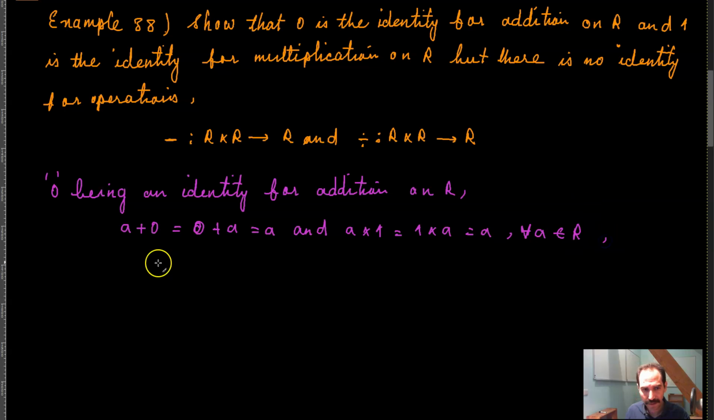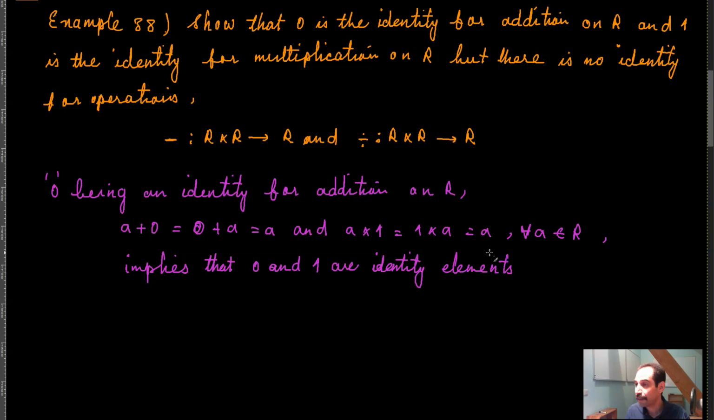This implies that 0 and 1 are identity elements for the operations addition and multiplication respectively.